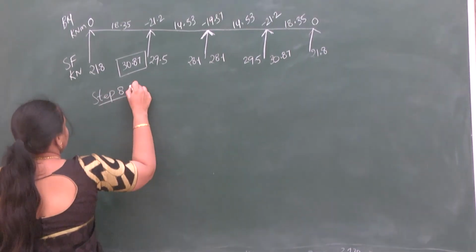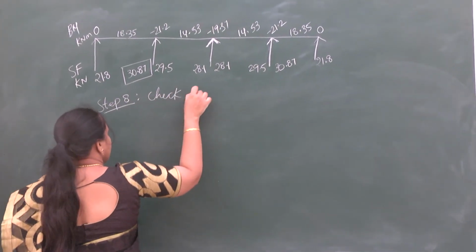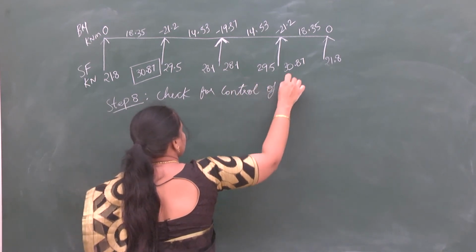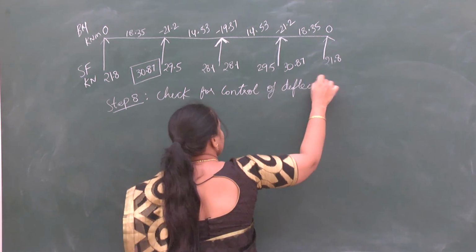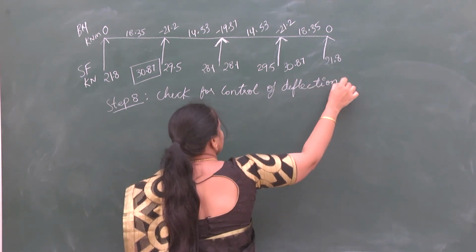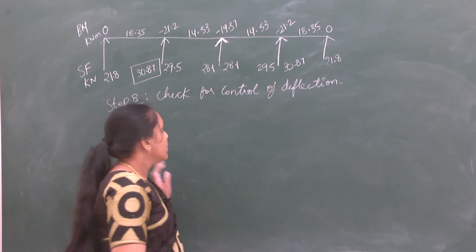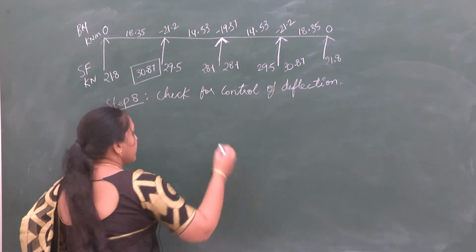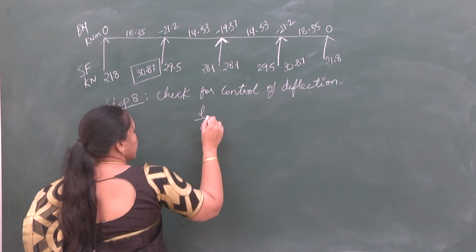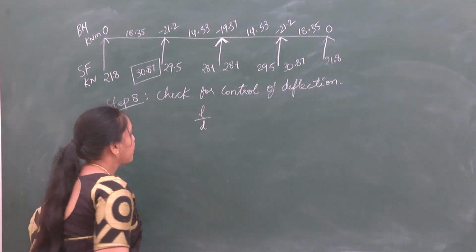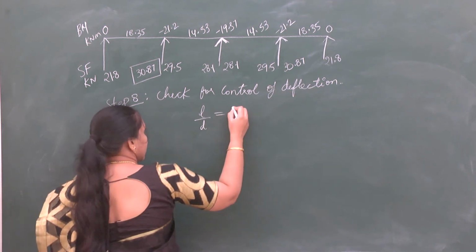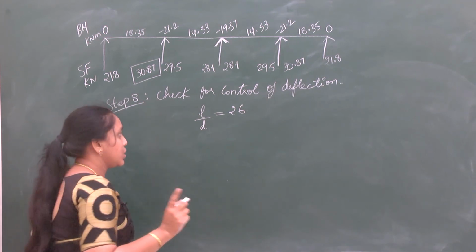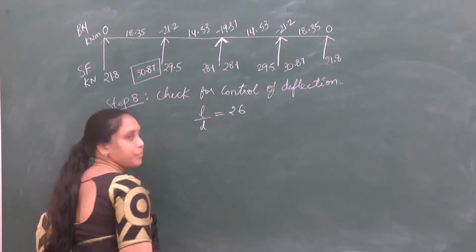So step 8 is check for control of deflection. Now, in IS 456 2000, the basic span to depth ratio for a continuous slab is how much? 26. So this is the basic span to depth ratio which is given in the code.